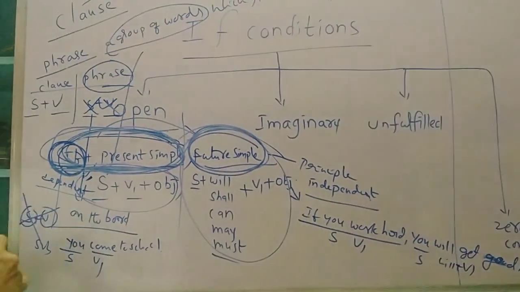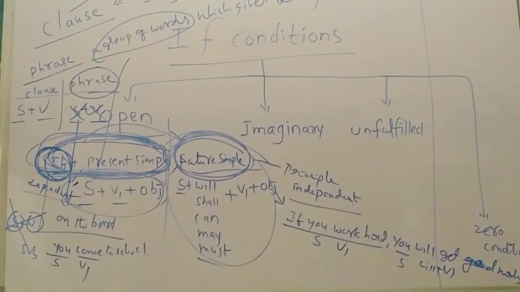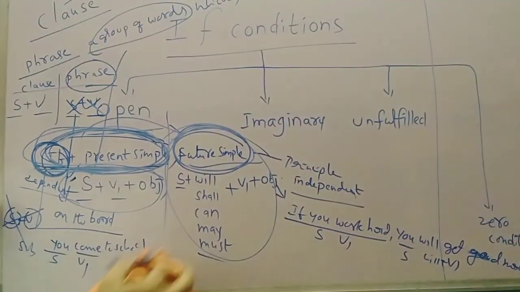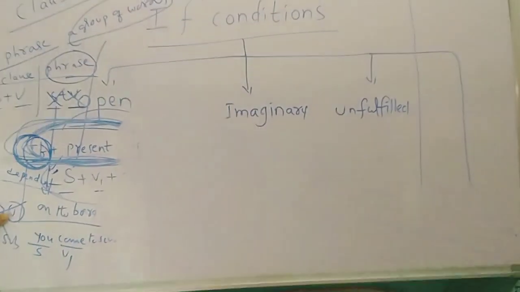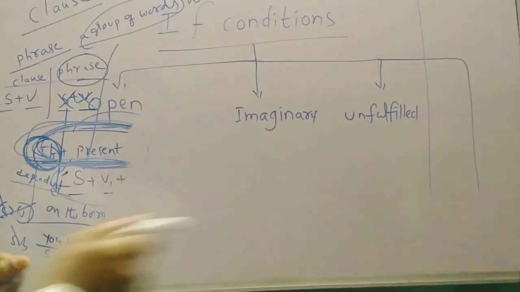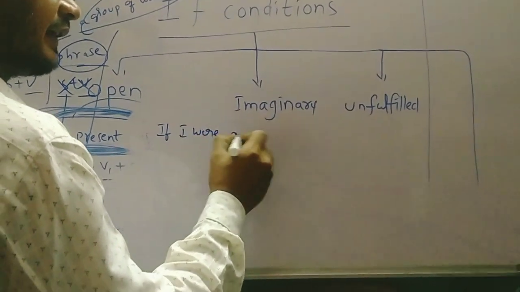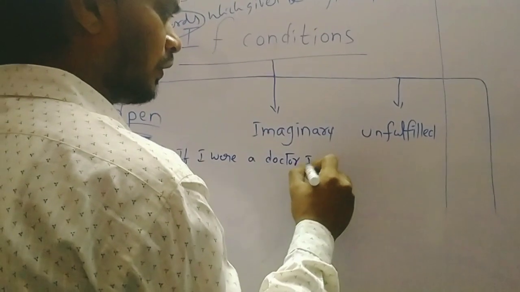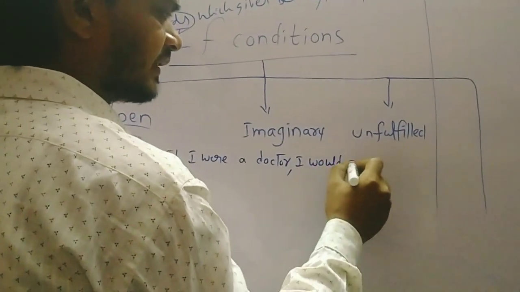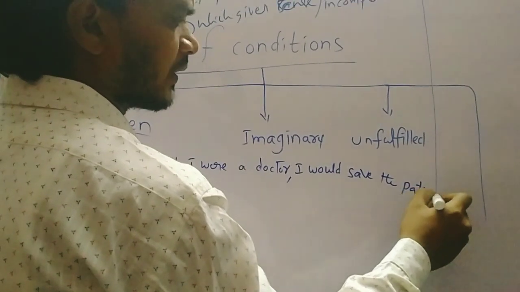Now come to imaginary condition. Imaginary condition is the second type of condition. It is just imagination. For example, if I were a doctor, I would save the patient.